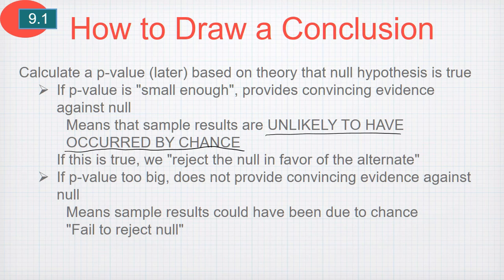So what that means is that our sample is so unlikely to have happened by chance if we assume that the null is true. So we have to assume that the null is not true. So we reject the null in favor of the alternate hypothesis. If the p-value is too big, this does not provide convincing evidence against the null. So the sample results could have been due to chance, is essentially what that means. So it's possible that if we have a p-value high enough, then it could have happened by chance, so we fail to reject the null.